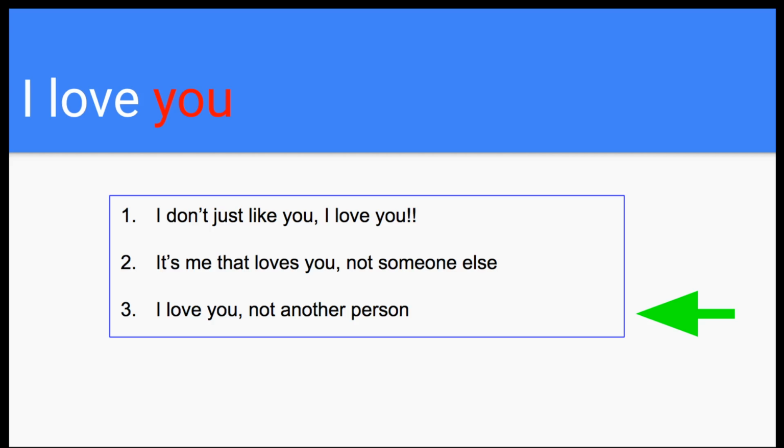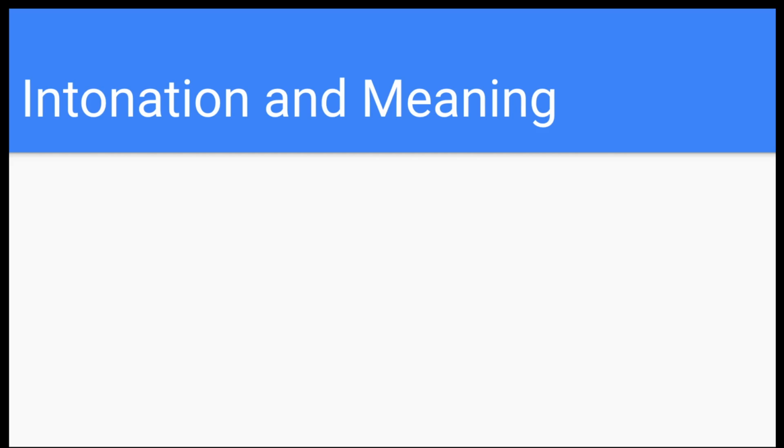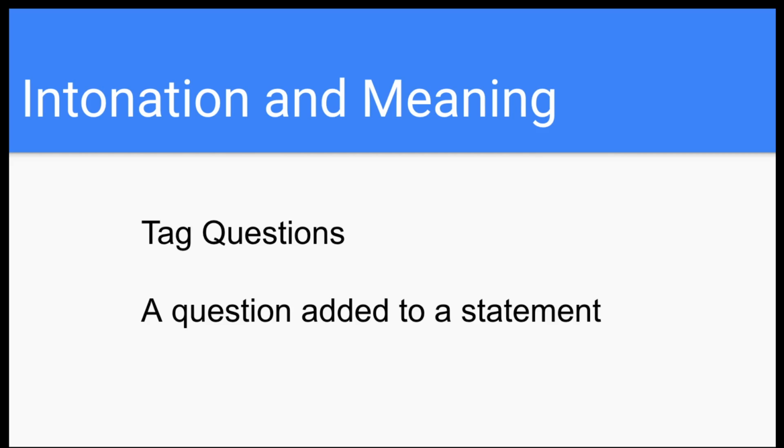So another way that stress can affect meaning is when we're thinking about questions. Mixing intonation and meaning can really affect how somebody understands what you are saying. So we're going to look at tag questions. A tag question is a question that is added to a statement to make it a question.